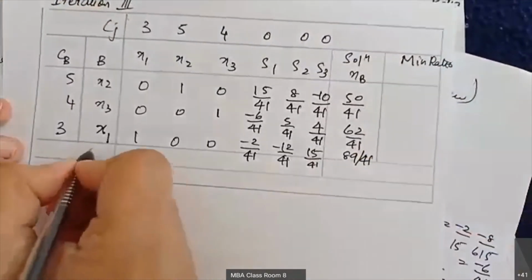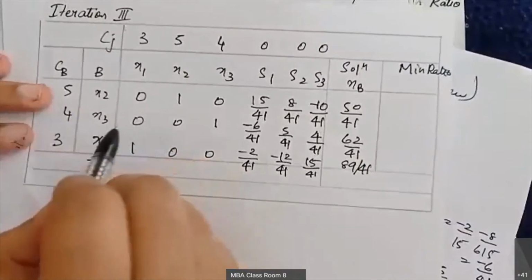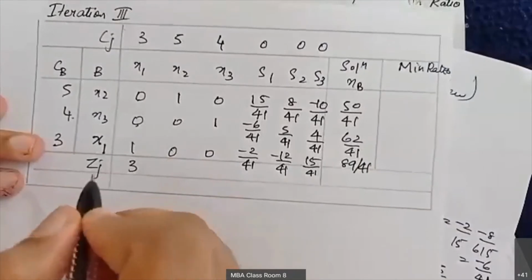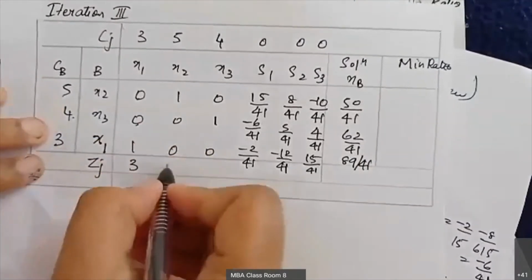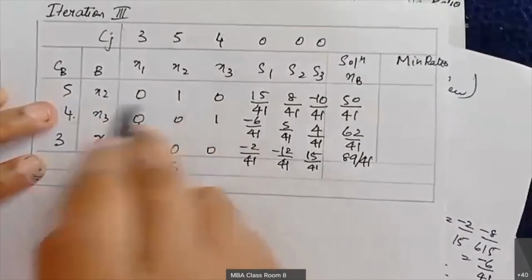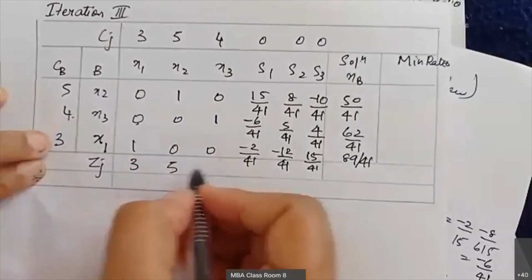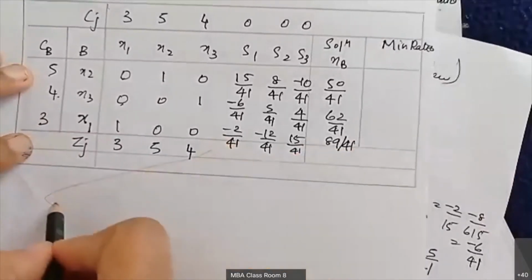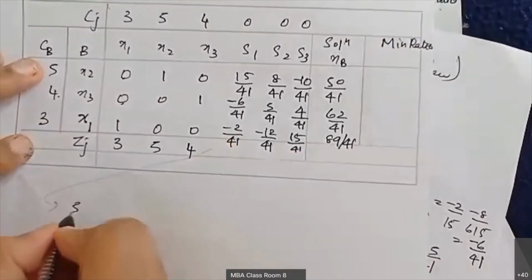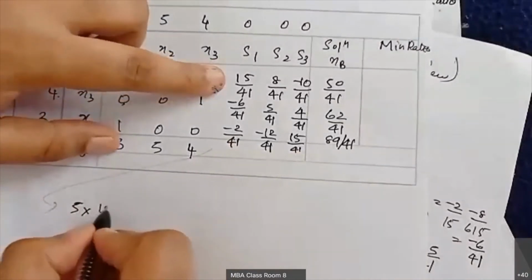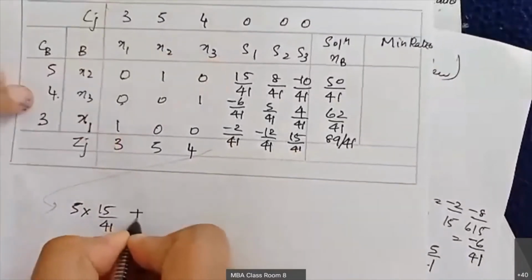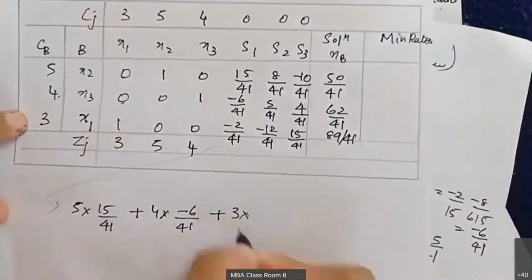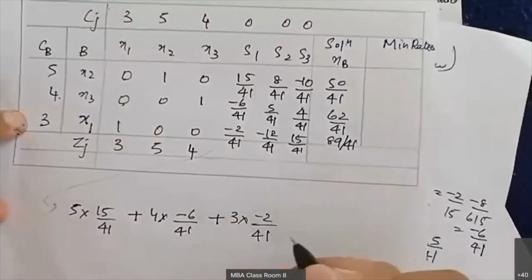Next, what do you do? You will calculate Zj. Can you tell me the values of Zj? 5 into 0 plus 4 into 0 plus 3 into 1, that is 3. Okay, 5 into 1 plus 4 into 0 plus 3 into 0, that is 5. Again over here, 5 into 0 plus 4 into 1 plus 3 into 0, that is 4. Next one, you have to do a little over here. 5 into 15 divided by 41 plus 4 into minus 6 divided by 41 plus 3 into minus 2 divided by 41.